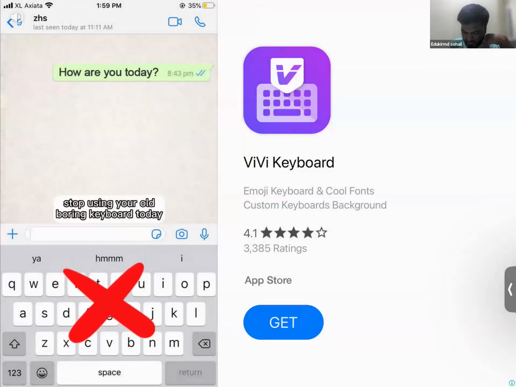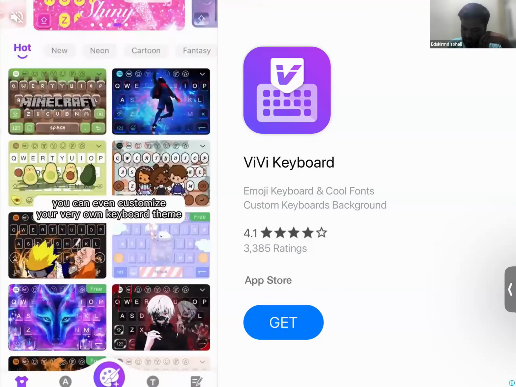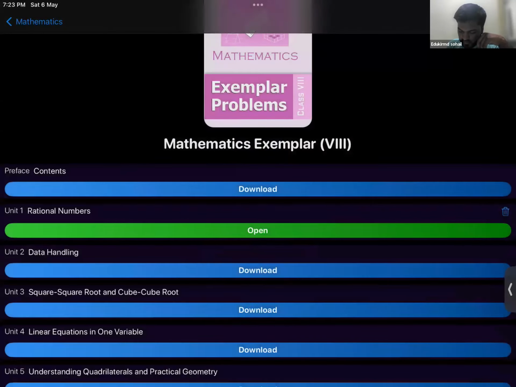Stop using your old boring keyboard today. Yeah, sorry about that. It keeps popping on.